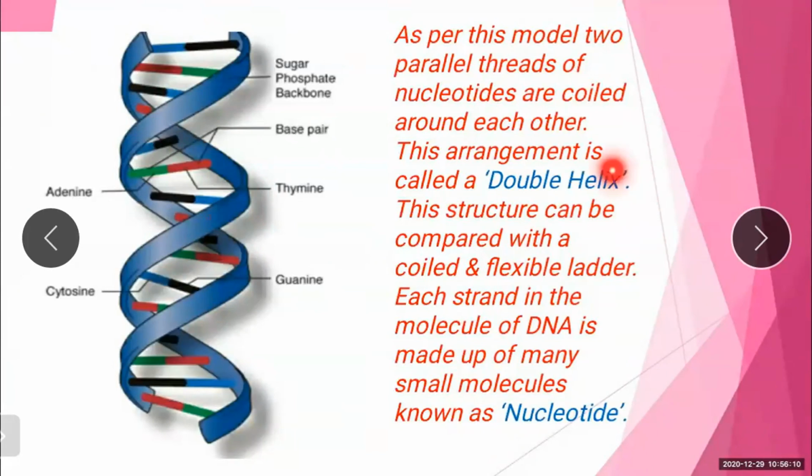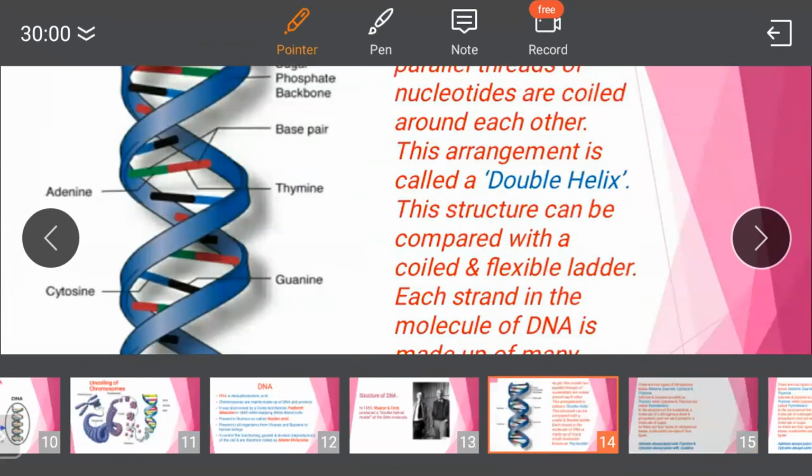So we can see this structure can be compared with a coiled and flexible ladder. Ladder means what? Yes, it can be compared with a coiled and flexible ladder. Each strand in the molecule of the DNA is made up of small molecules known as nucleotides. What are they? Nucleotides, and each nucleotide is made up of what? Phosphoric acid and a deoxyribose sugar and nitrogen bases. So this is the structure of DNA.